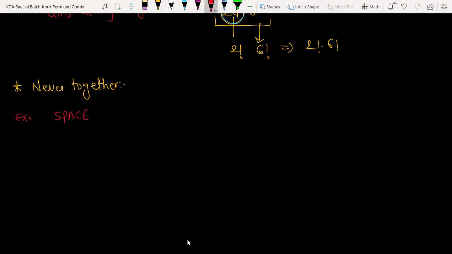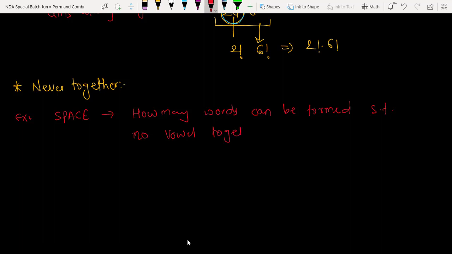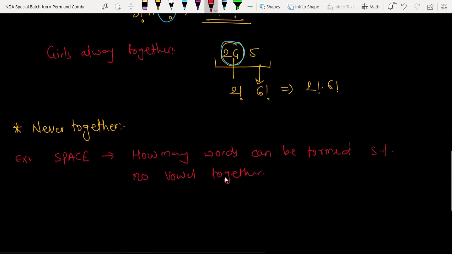SPACE. So how many words are there? How many words can be formed such that no vowel is together? No vowel together. Okay, so this is a kind of question we have. It is exactly the opposite of what we have always done, which was together.